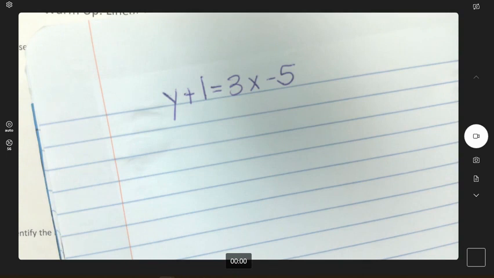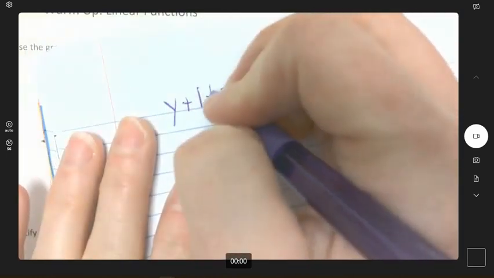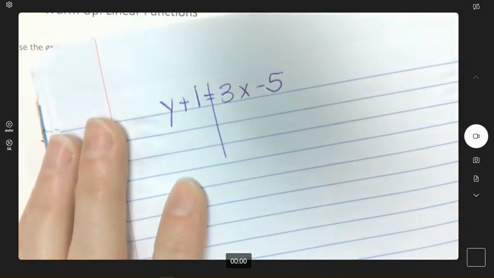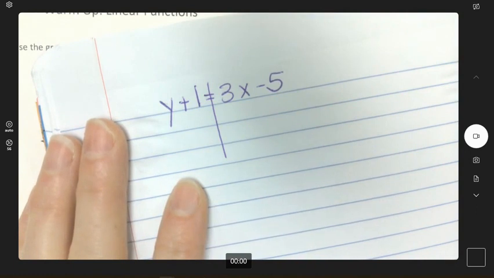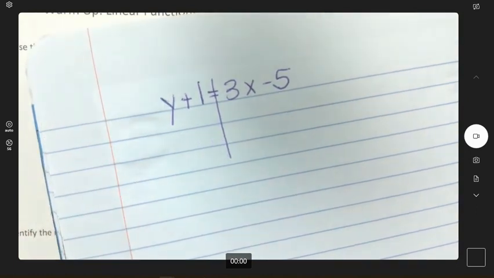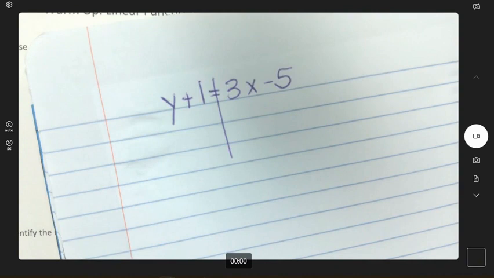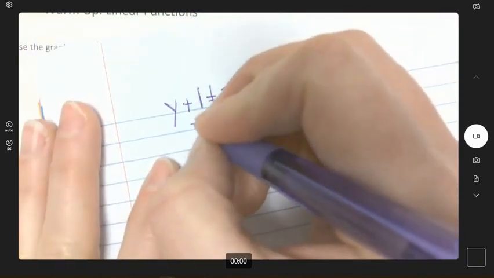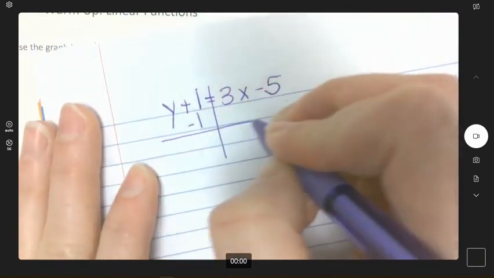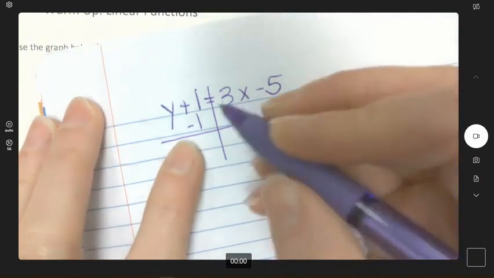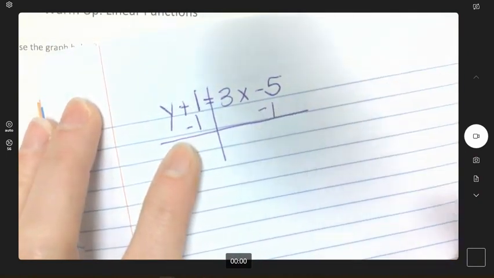So what we want to do is find out our slope, our rate, and our y-intercept. So draw your line down your equal sign, and you're just going to move the number that is on the same side as the y, so you can get it to say y equals. So I'm going to do minus 1. And since it's a constant, I'm going to put minus 1 here.